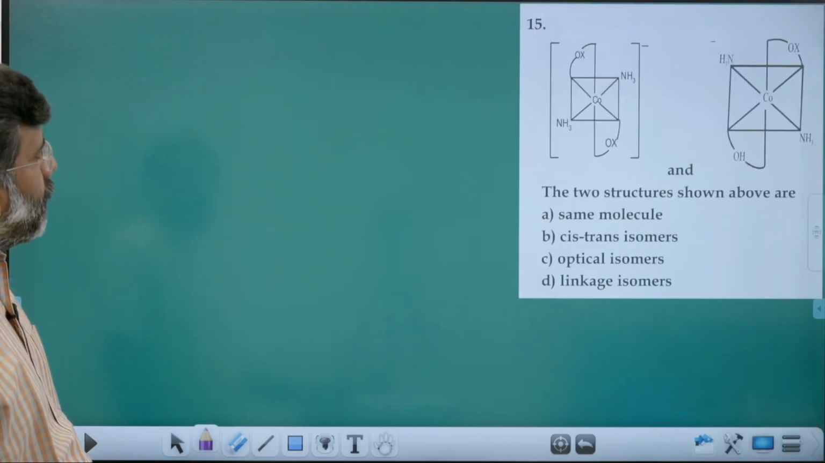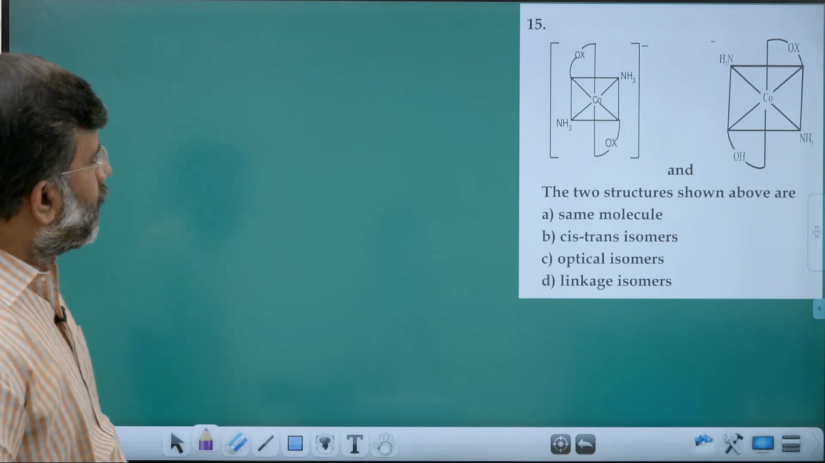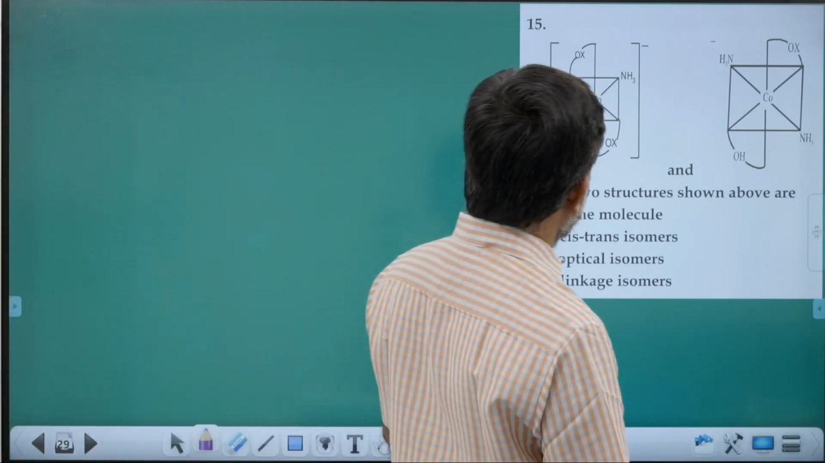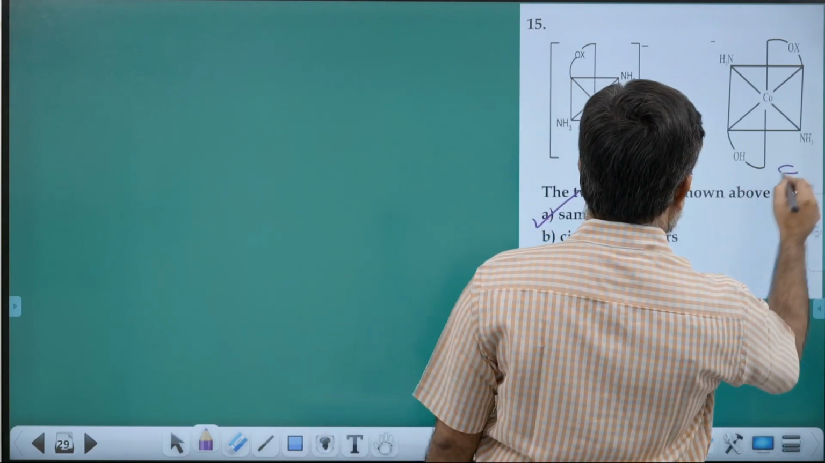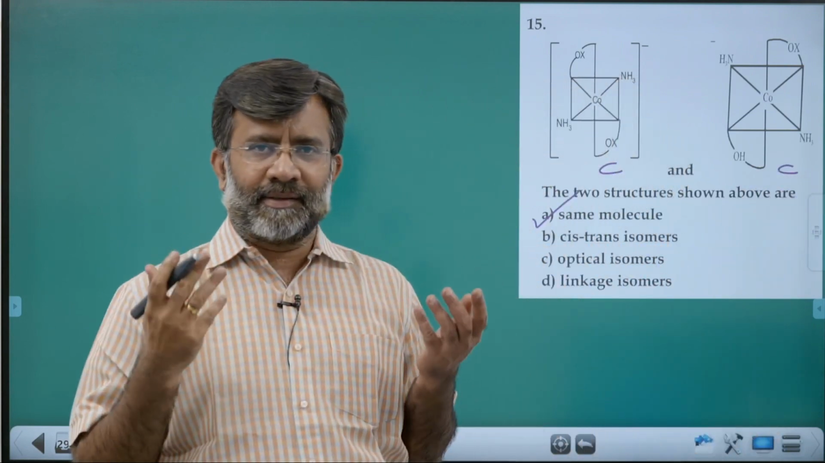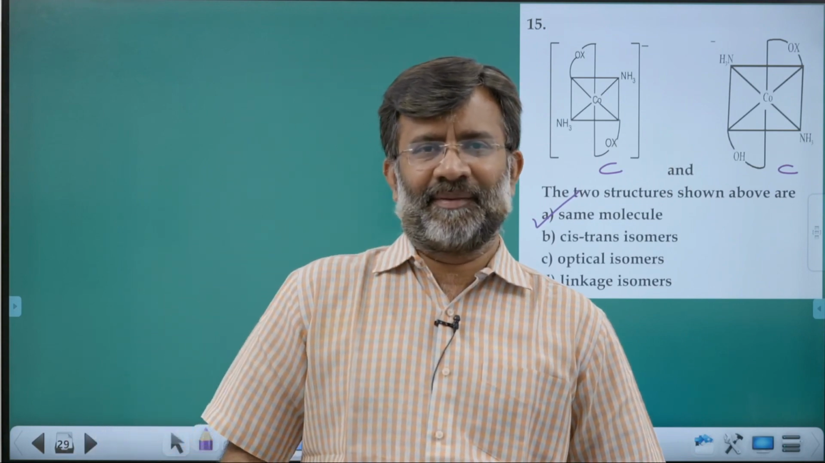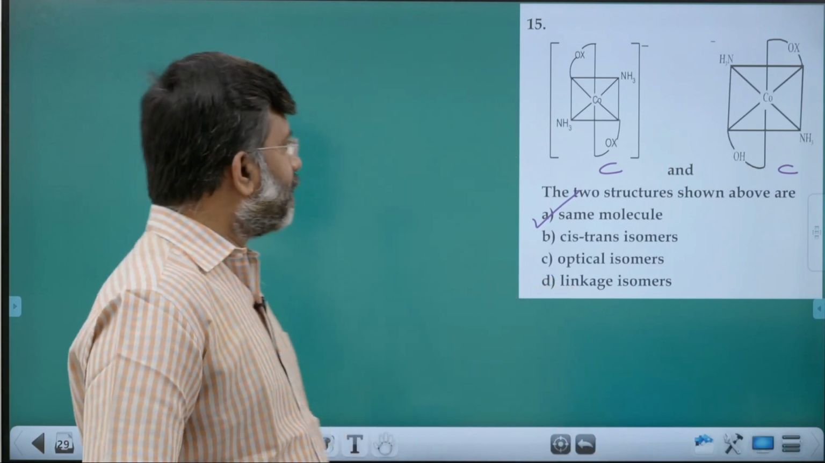The 15th one. The two structures given are the same. This is cis and this is also cis. Both are cis. Same molecule. Next.